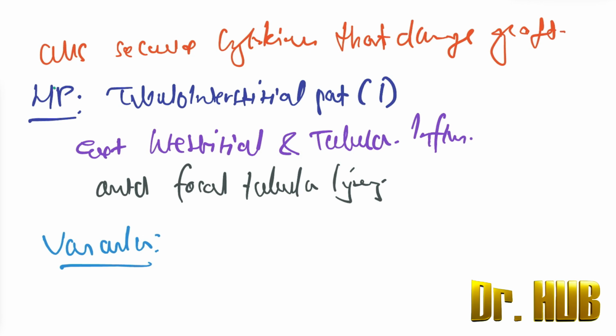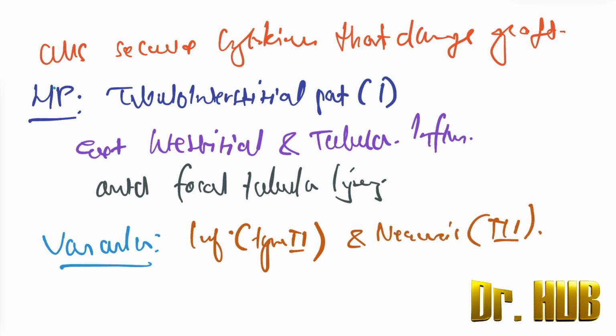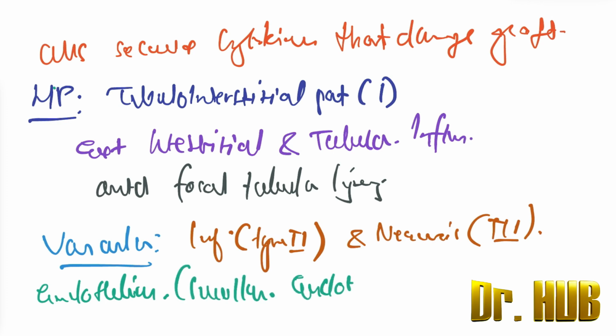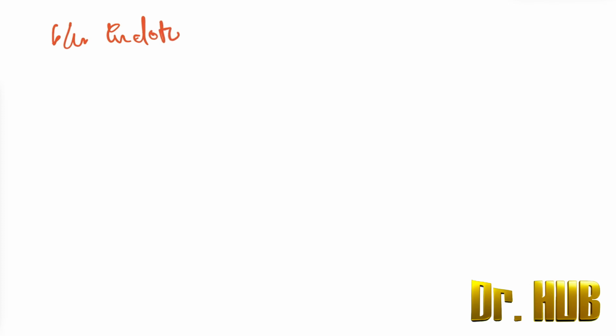In the vascular pattern, there is inflammation, that is type 2, and necrosis will be type 3. There is endothelitis. The endothelitis is nothing but swollen endothelial cells, and these cells are with the lymphocytes, and these lymphocytes are between the endothelium and the vessel wall.